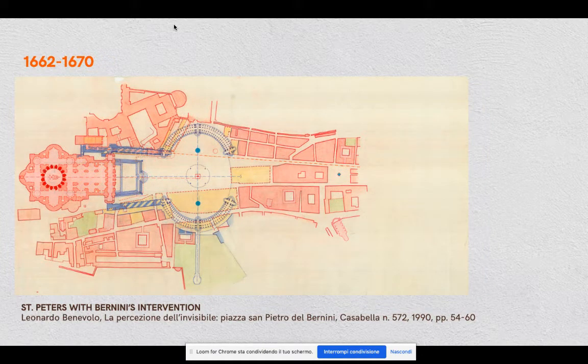Benevolo individuates three key moments in the history of the urban complex: the arrangement of the piazza before Bernini's project, the completion of the colonnade with the definition of the ovoidal square operated by Bernini between 1662 and 1670, and the current conditions following the construction of Via della Conciliazione by Marcello Piacentini, completed between 1937 and 1950.